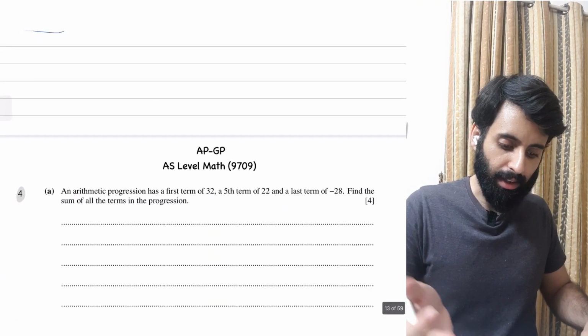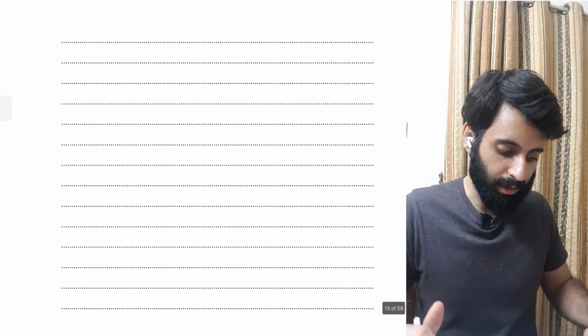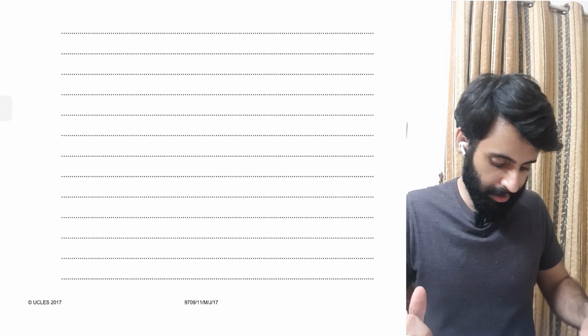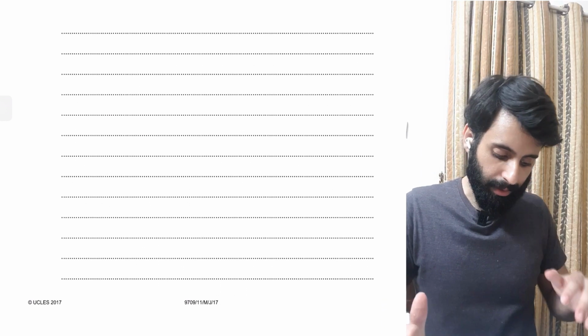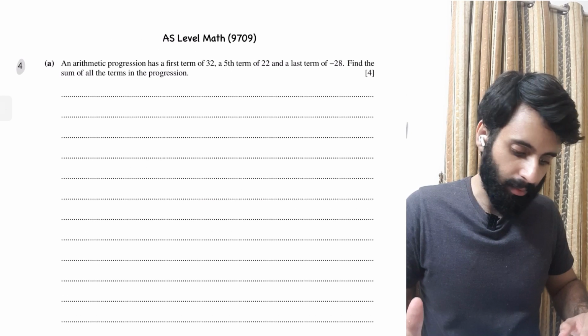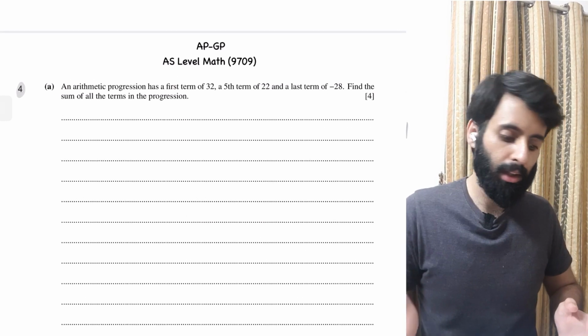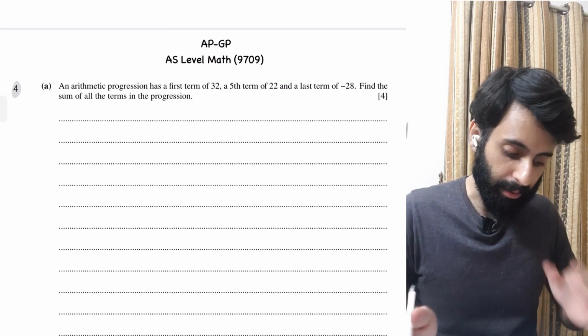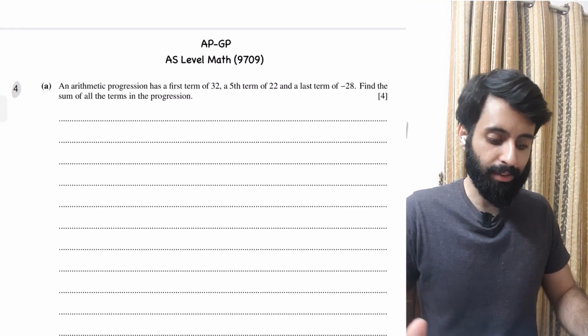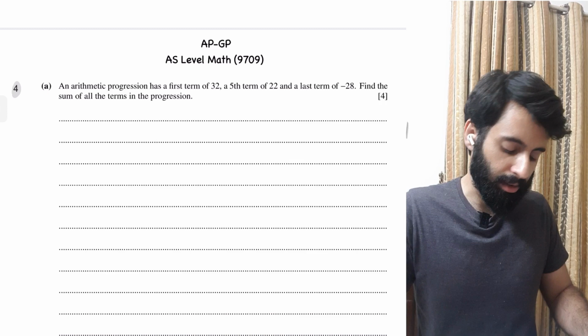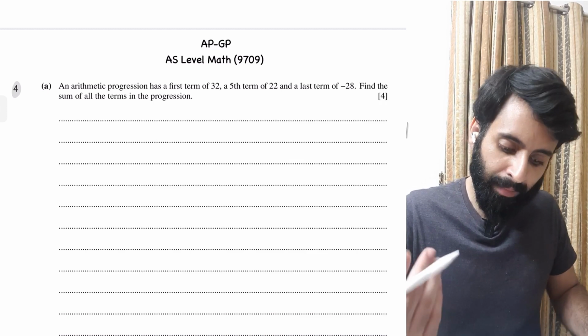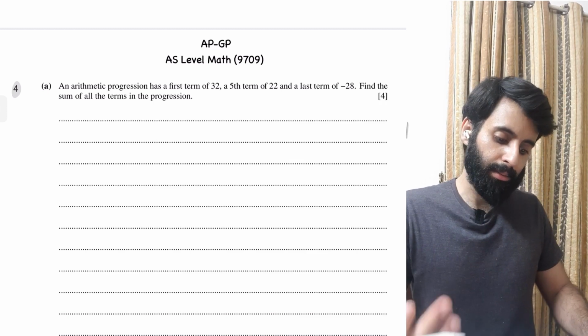As I mentioned earlier, I have attached all my notes of this particular topic. So the question that I'm going to start off with is from March 2017, paper 1, variant 1, and it's question number 4 of this particular paper. It says an arithmetic progression has a first term of 32, a fifth term of 22, and a last term of minus 28. Find the sum of all the terms in the progression.